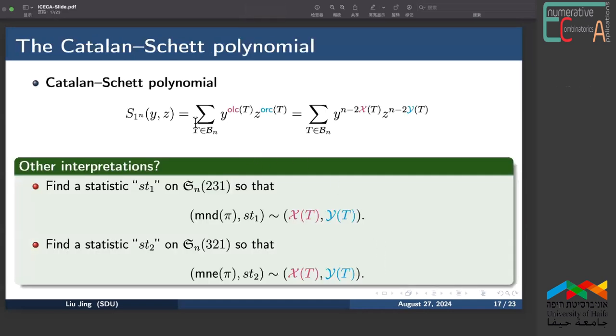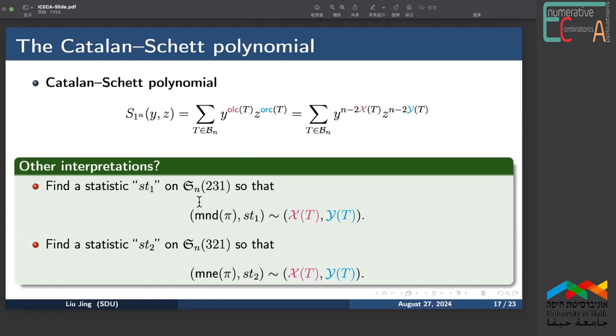If we take the multiset as [n], the weakly increasing band trees degenerate into band trees. We call the special polynomials Catalan-Schett polynomials. It's the generating function for the number of odd left chains and odd right chains on band trees, as well as statistics X and Y over band trees.